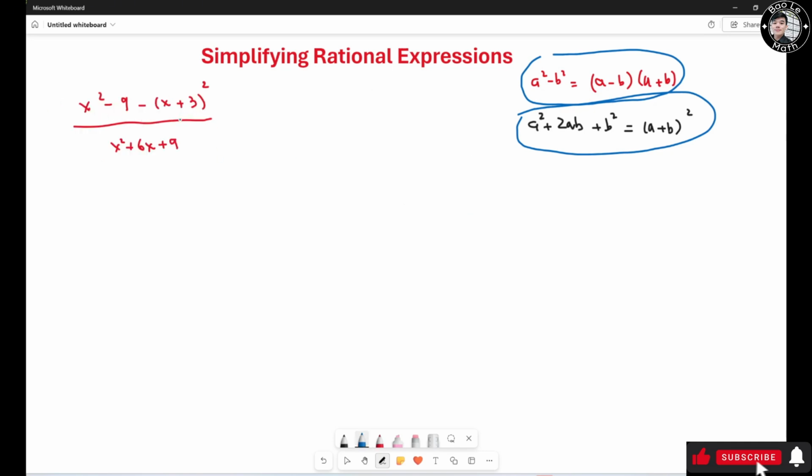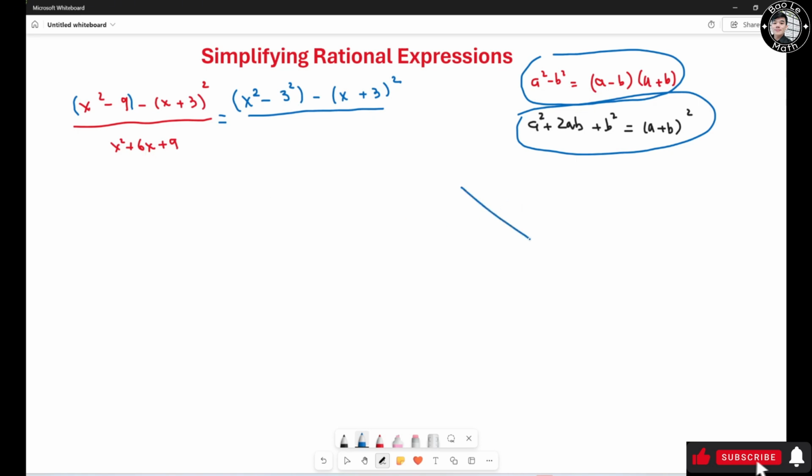For the numerator right here, I see x squared minus 9, so I put the parentheses right here. This is actually a difference of two squares. So I can write x squared minus 9 as x squared minus 3 squared. Then minus (s plus 3) altogether squared over the bottom right here.